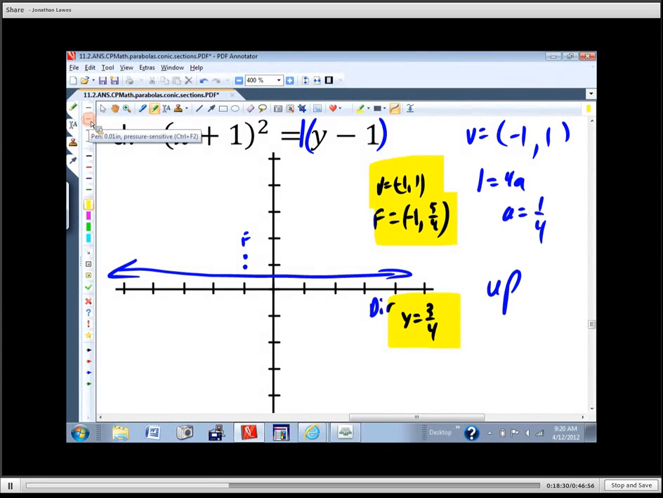Again, how long is the latus rectum? 1 unit long. So from the focus I go, well, wait just a second, it's not 1 unit on either side, it's 1 unit total. So how far do I go on either side? Half a unit on either side. So I'm going to go a half a unit over here and a half a unit over here, and this is what the parabola looks like.